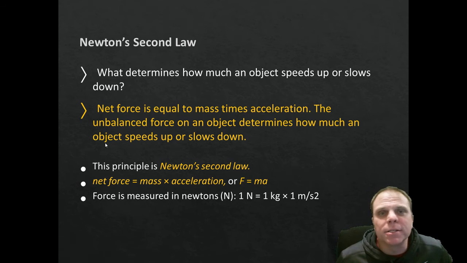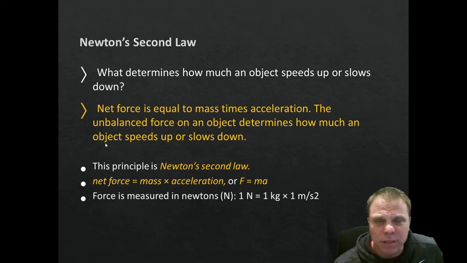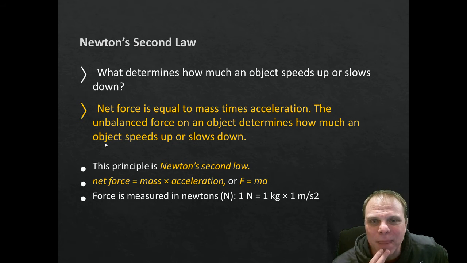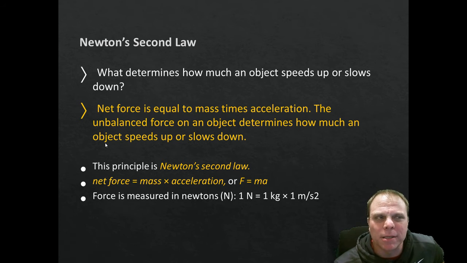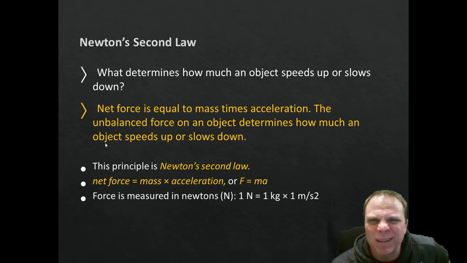All right, so let's look at Newton's second law now, and then we'll give you some diagrams to see how these things all tie in together. So think about Newton's second law. What does this all mean? Well, it's a formula, but we want to explain what is behind that formula before we show it to you. So we start by asking ourselves this question: what determines how much an object is going to speed up or slow down?